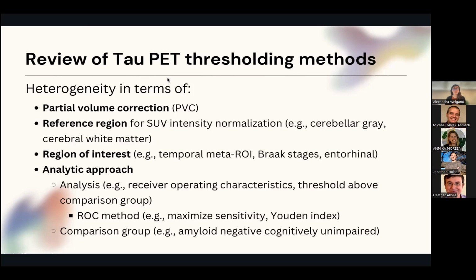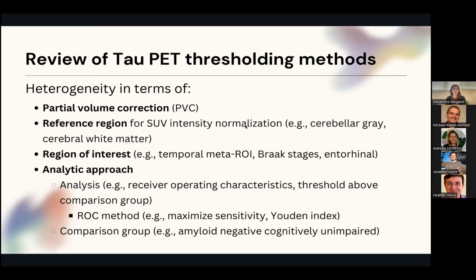So some studies used the cerebellar gray, some studies used cerebral white matter, and many other potential regions as that reference for intensity normalization. The region of interest was one thing that varied a lot across studies. So for example, some studies used a meta region of interest in the temporal lobe, some studies used approximation of Braak staging, and some studies used individual ROIs, such as the entorhinal cortex or the inferior temporal gyrus, all pretty much approximating that stereotypical Braak staging scheme, but a little bit different in terms of how early versus late it was within that staging scheme.